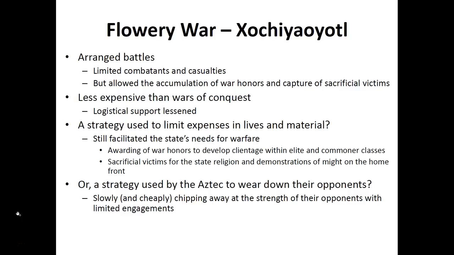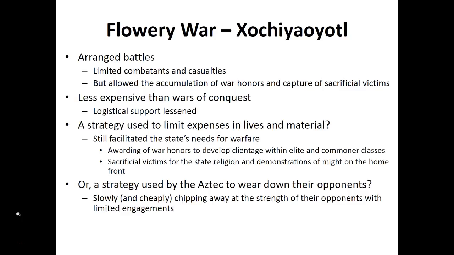Another strategy that was adopted by the Aztec was what is called the Flowery War, Xochiyaoyotl. These were arranged battles that limited the number of combatants engaged and also limited the number of casualties that were taken. And while there were limits on violence, it still allowed the accumulation of war honors by participants and the capture of sacrificial victims. So the good things of war were allowed while limiting the amount of damage that could occur. Now these would be much less expensive than your standard war of conquest.